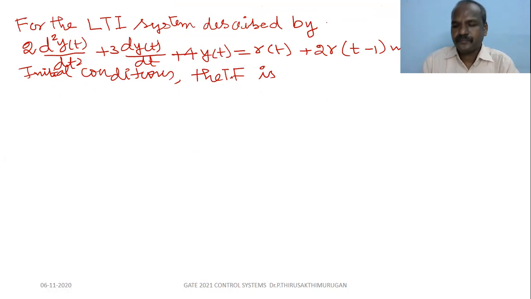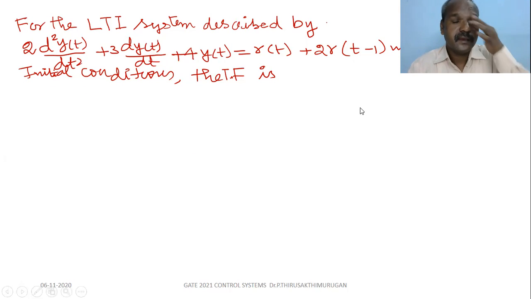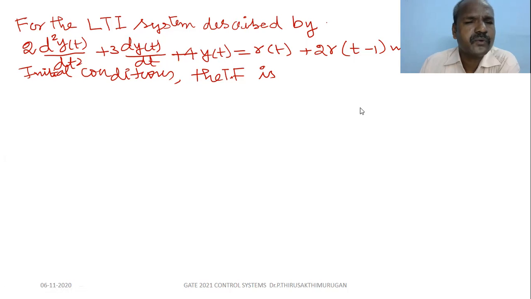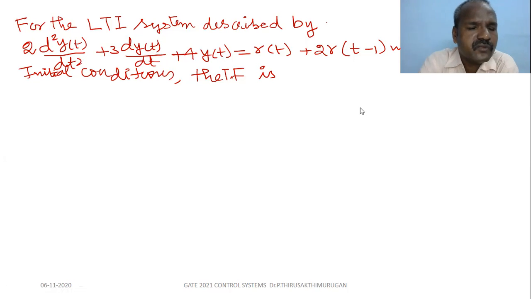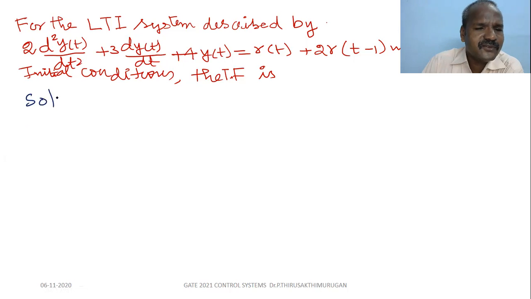Next question: for a linear time invariant system described by the mathematical equation 2 d square y of t by dt square plus 3 dy of t by dt plus 4 y of t equal to r of t plus 2 r of t minus 1, with 0 initial conditions, what will be the transfer function? Solution.